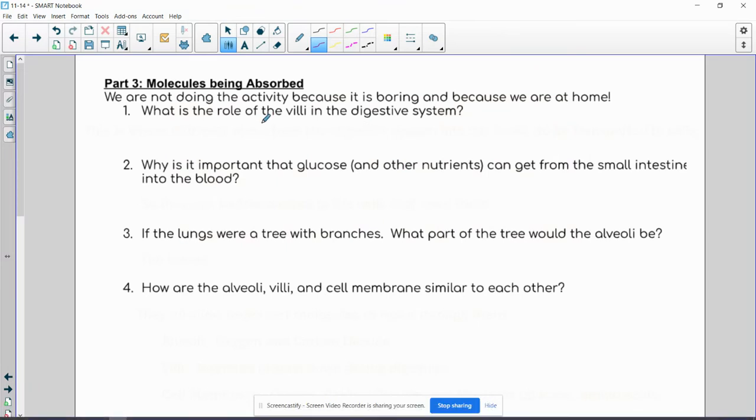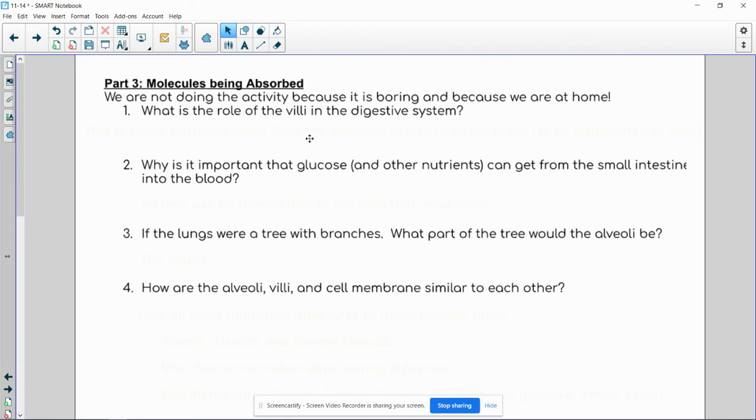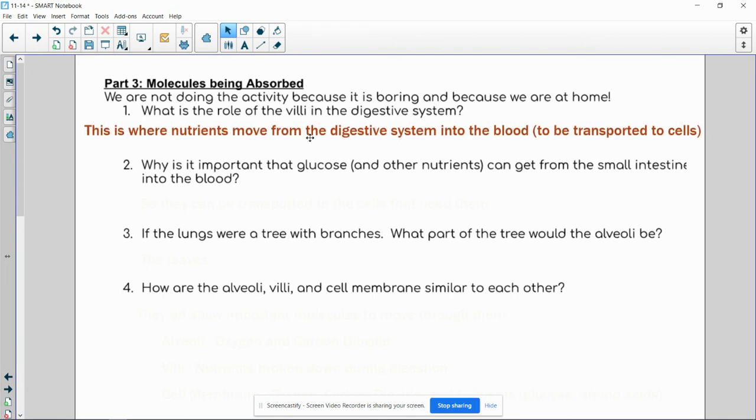So back to the questions. Trying to be quick here. What is the role of the villi in the digestive system? We've said that in our notes and we saw it in the video. This is where nutrients actually move out of the digestive system into the blood. Why is it important that glucose can get from the small intestine into the blood? Because the blood is where it's going to be transported. The glucose would be transported.